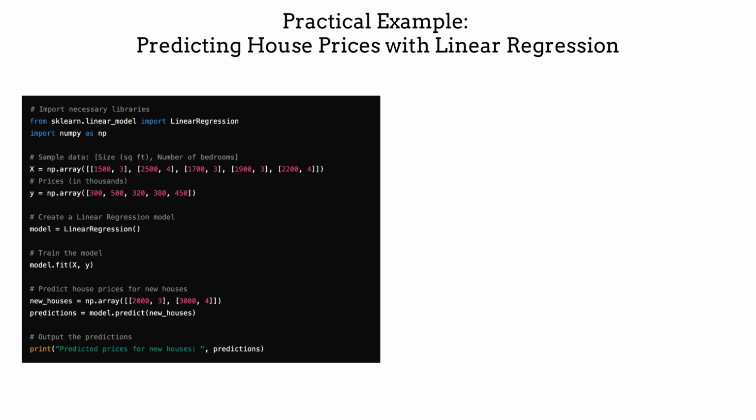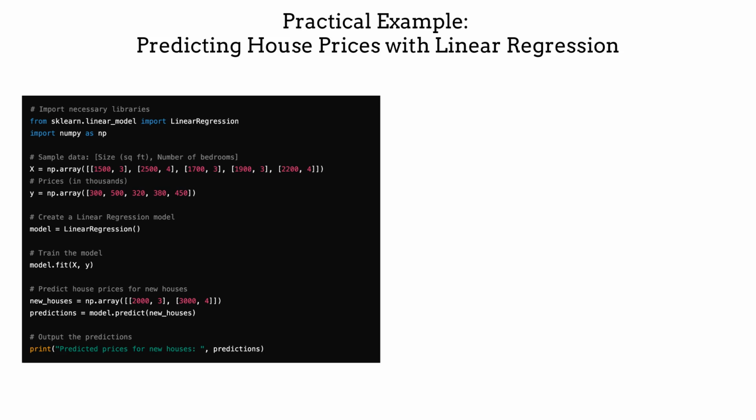For example, a house with 1,500 square feet and 3 bedrooms is priced at $300,000. Creating the model: we use linear regression, which is perfect for problems where you want to predict continuous values, like house prices. We create the model using linear regression. Training the model: we feed our data X and Y into the model using model.fit(X, y). This is where the model learns the relationship between the size of the house, the number of bedrooms, and the price.